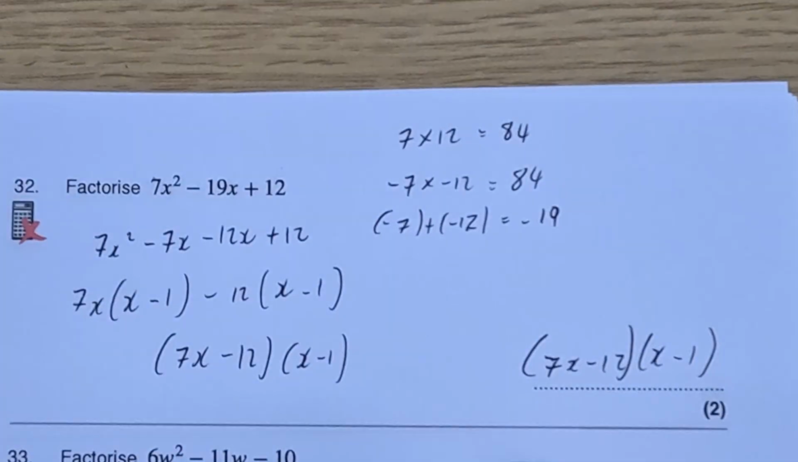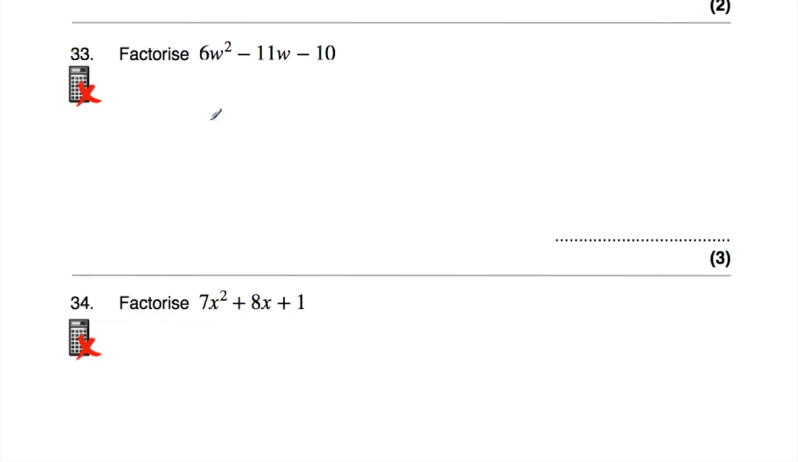Let's look at our next question, question number 33. We've been asked to factorise 6w squared, subtract 11w, subtract 10. So let's use inspection to begin with. In terms of inspection, if I was factorising something like this, I put my brackets down, so bracket, bracket.